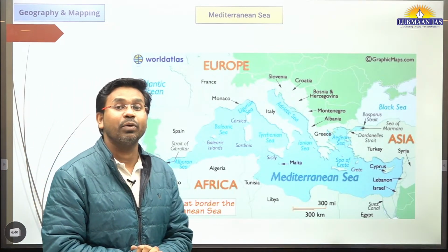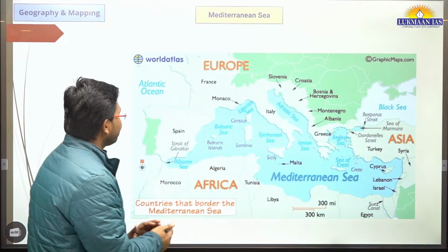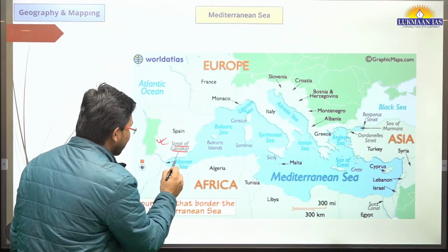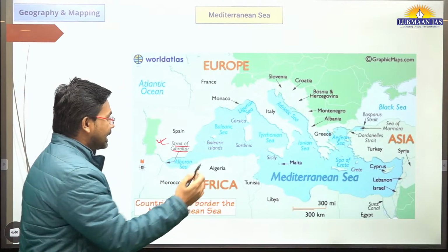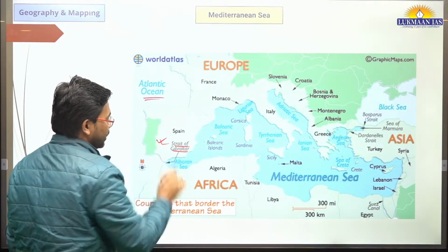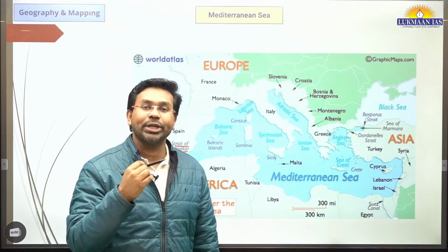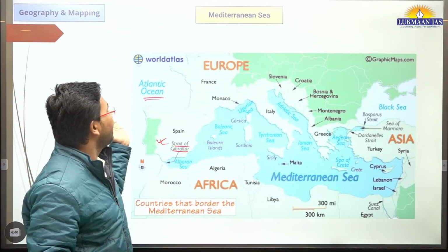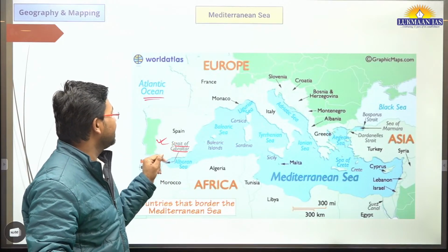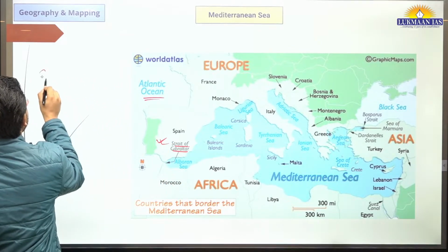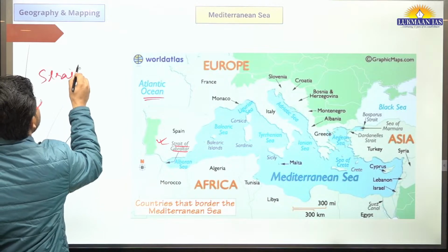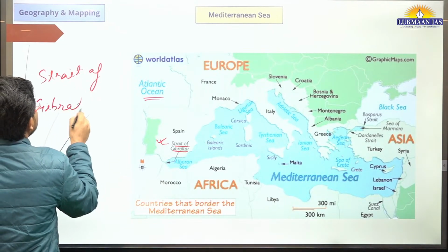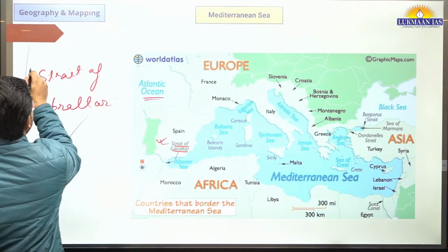This strait plays a very significant role. Name of that strait is Strait of Gibraltar. It connects Mediterranean Sea with Atlantic Ocean. A strait is a narrow channel of water that connects two water bodies. So it connects Mediterranean Sea with Atlantic Ocean. Name of this strait is Strait of Gibraltar. I am going to write it over here. This is the Strait of Gibraltar.